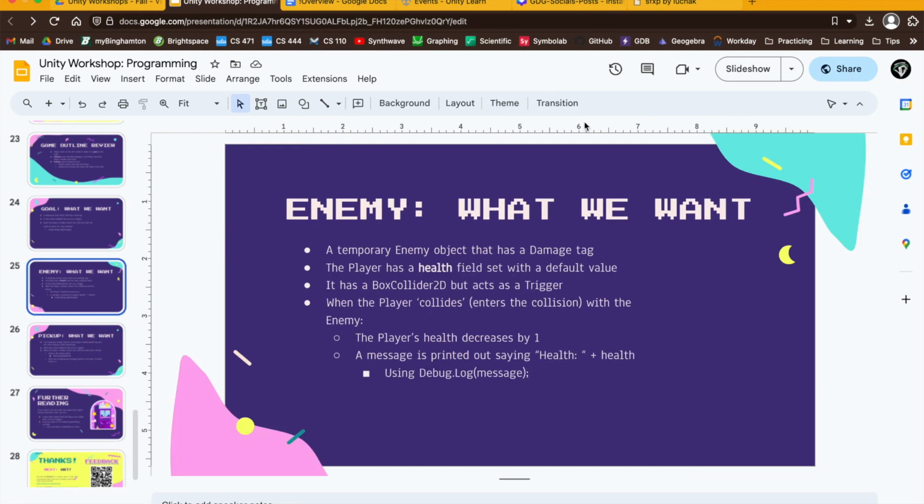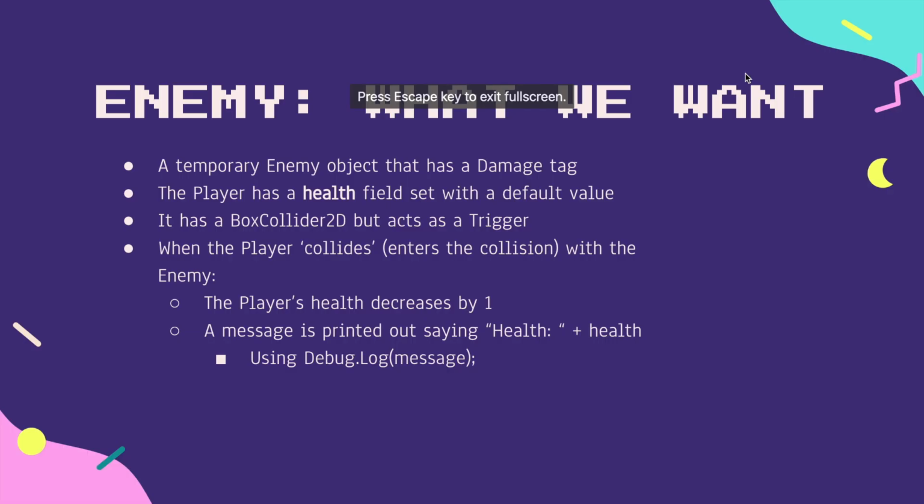Okay, so now we have an enemy object, right? So we have a temporary enemy, and I say that I want a damage tag because theoretically in my game I could have multiple sources of damage, not just my enemy. And also I'm going to create a new health field inside of my player script, and I'm going to have some default value. I think mine is set to like 5. The enemy itself has a box collider, but again, it acts like a trigger. And when the player collides with the enemy, the player's health decreases by 1, and then we print out what the health is.